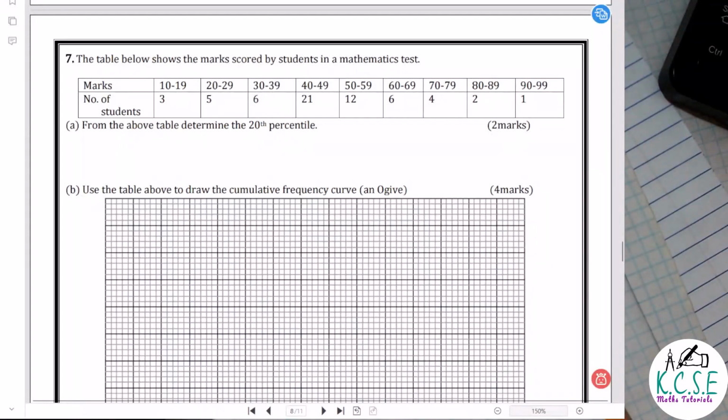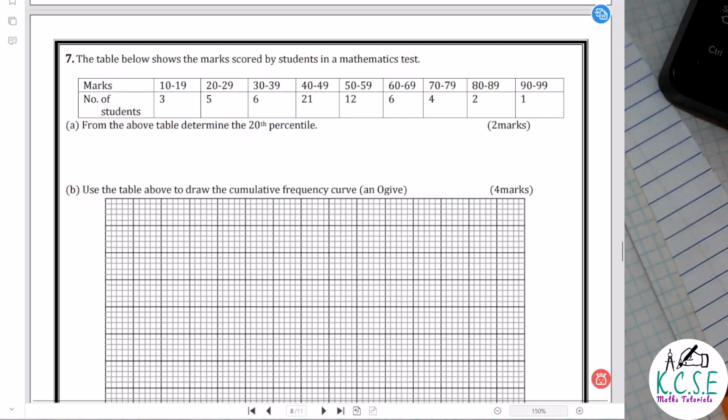Welcome. Let's solve this question on statistics. The table below shows the marks scored by students in a maths test. We have marks, we have the number of students. Part A, from the above table, determine the 20th percentile.